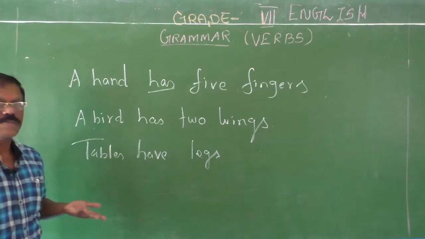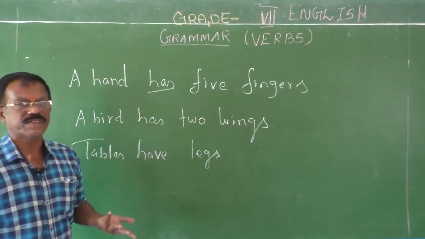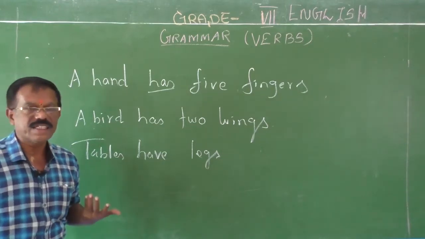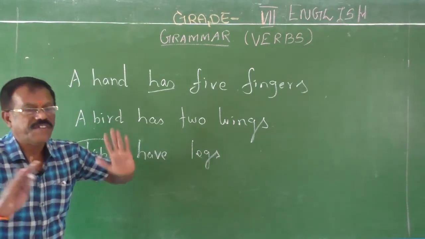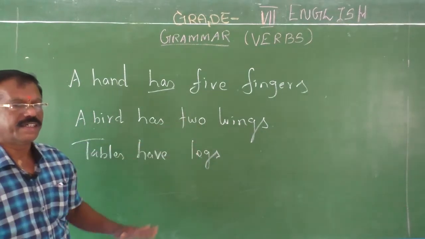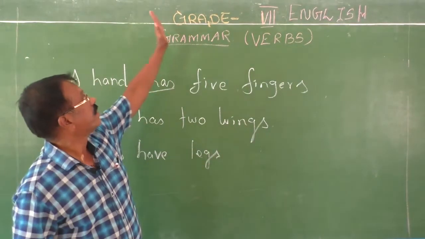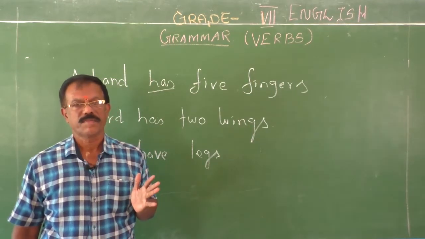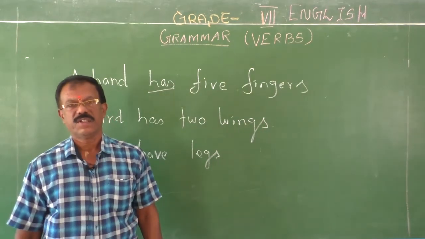They are all verbs. They tell us what a person or a thing has. A tree has many branches. A bird has two wings. This wall clock has two legs, two hands. We have two hands. We have two legs. Could you follow me, children?